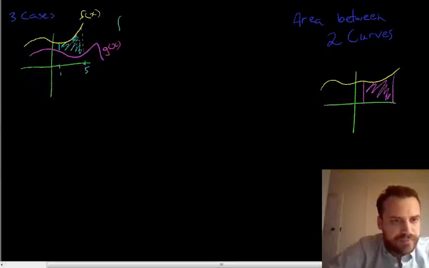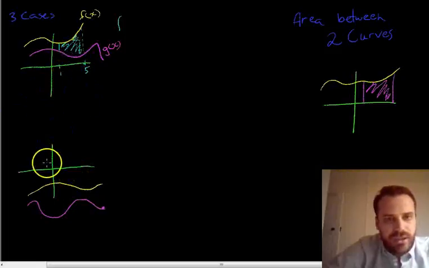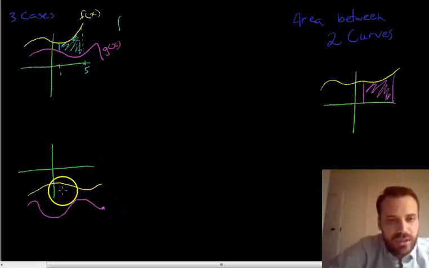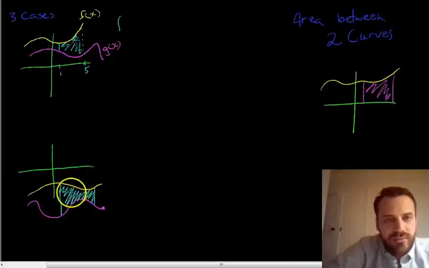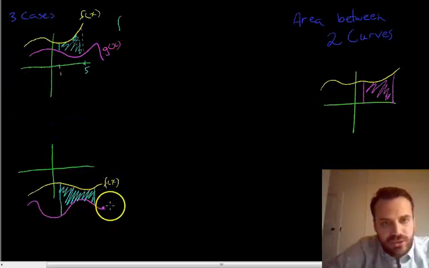Second case. You might get a case here where they're both below the x-axis. So you can see we were both above the x-axis here. You might get a case here where they're both below the x-axis. And again, you might get asked to find the area between the two curves, there and there. Now again, the yellow one, and there's good reason for this, I'm going to call the yellow one f of x, and I'm going to call the purple one g of x.